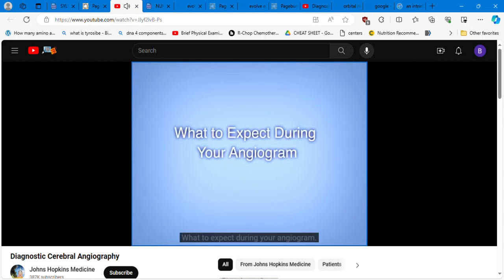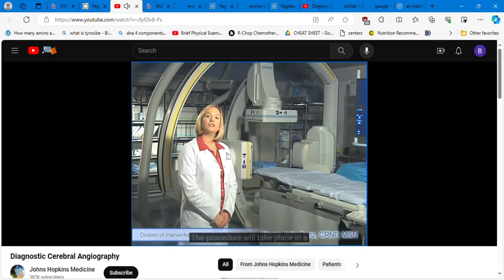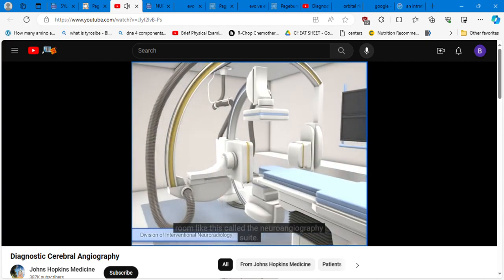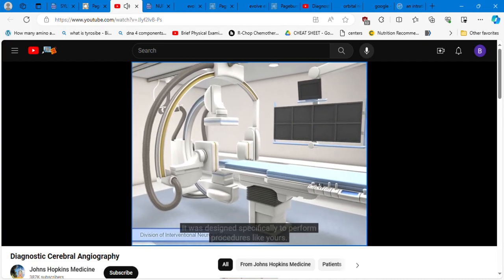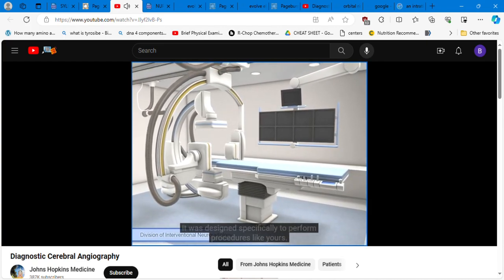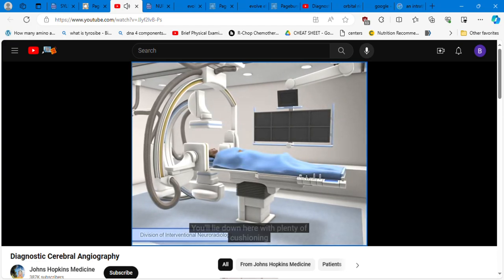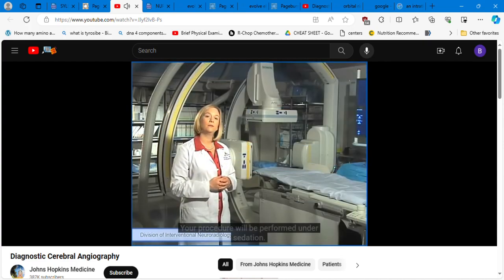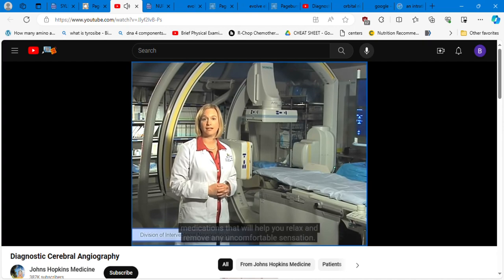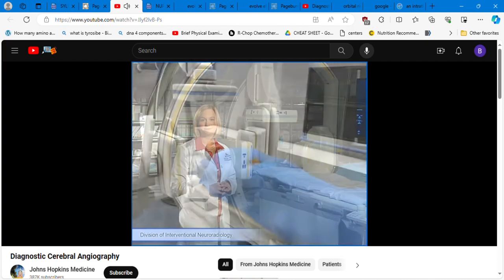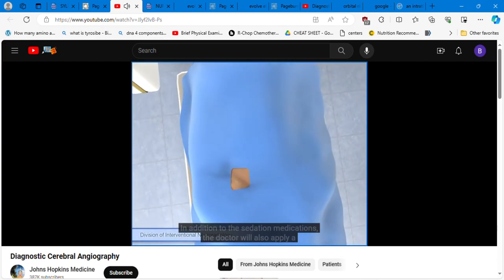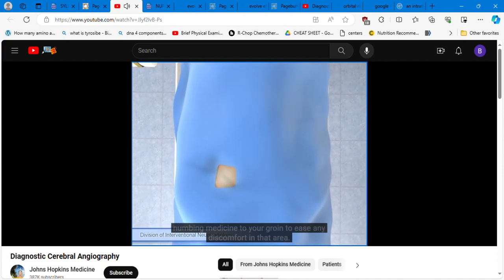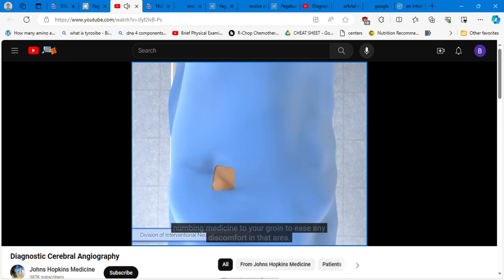What to expect during your angiogram? The procedure will take place in a room like this, called the neuroangiography suite. It was designed specifically to perform procedures like yours. You'll lie down here with plenty of cushioning to keep you comfortable while the procedure is done. Your procedure will be performed under sedation. This means that your nurse will give you a combination of medications that will help you relax and remove any uncomfortable sensations. In addition to the sedation medications, the doctor will also apply numbing medicine to your groin to ease any discomfort in that area.